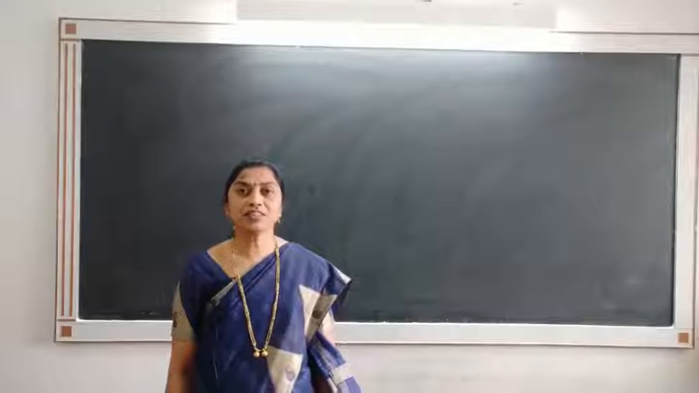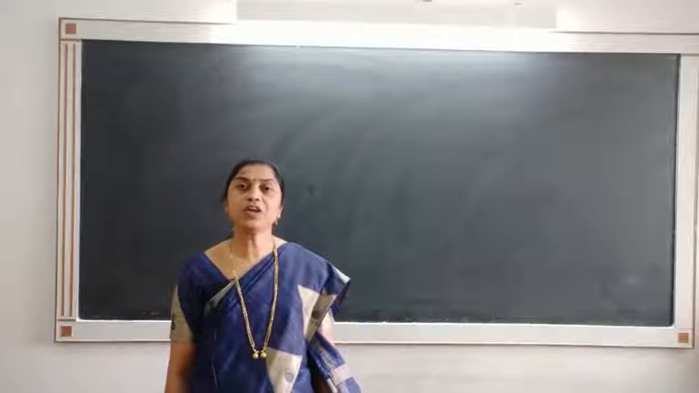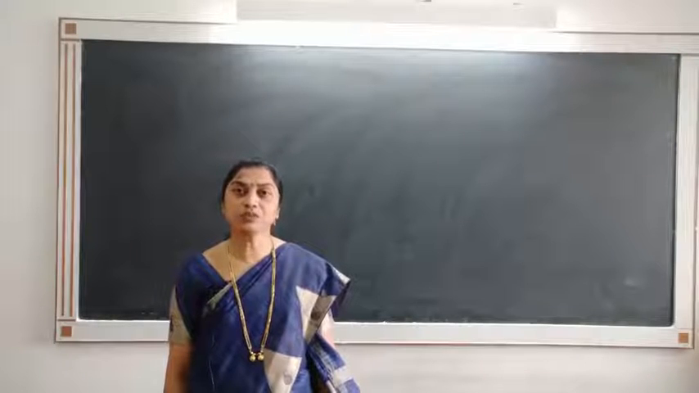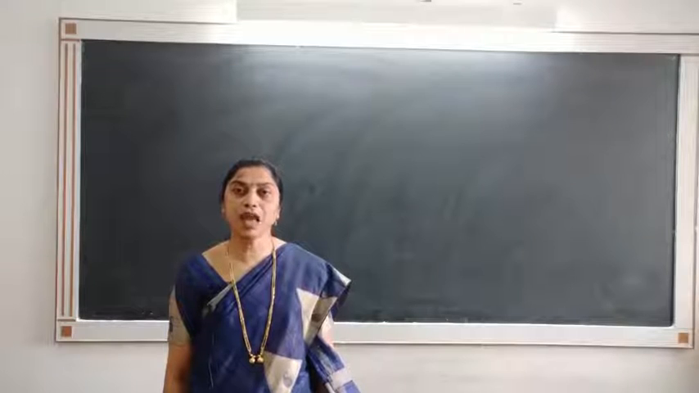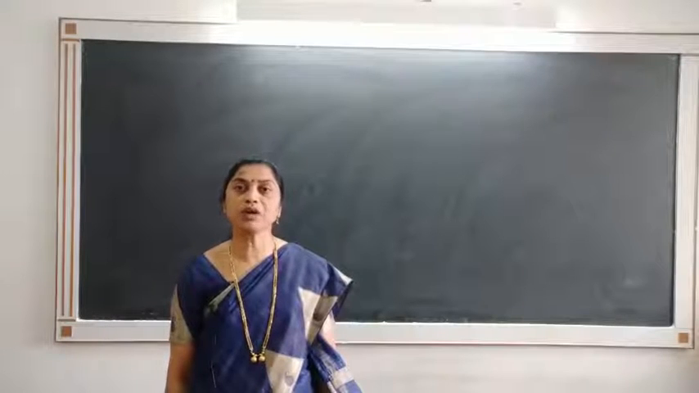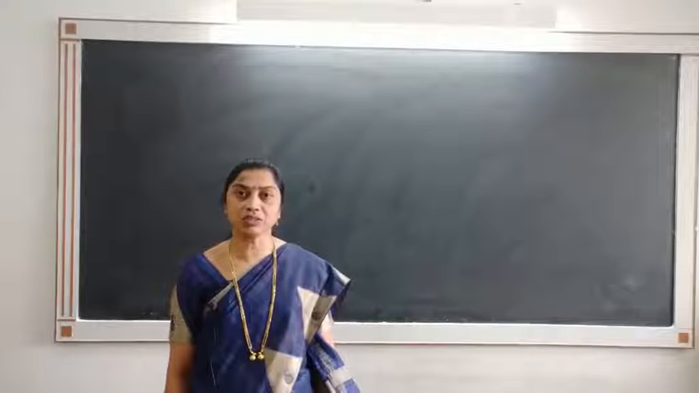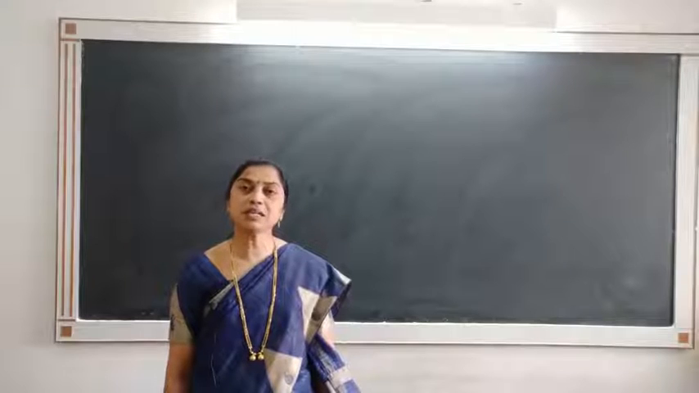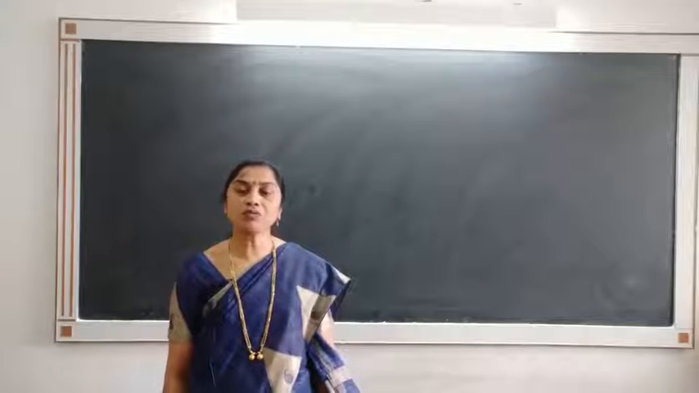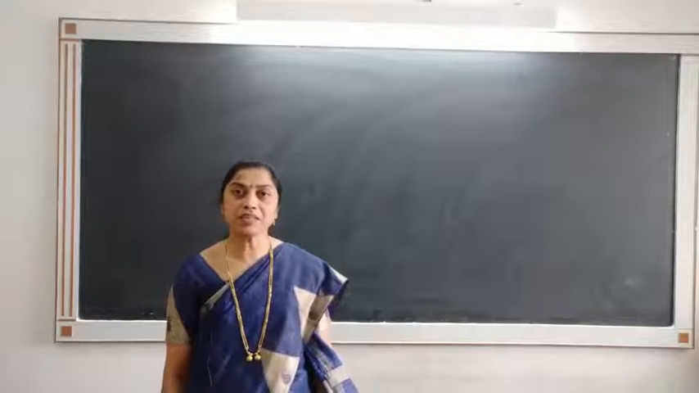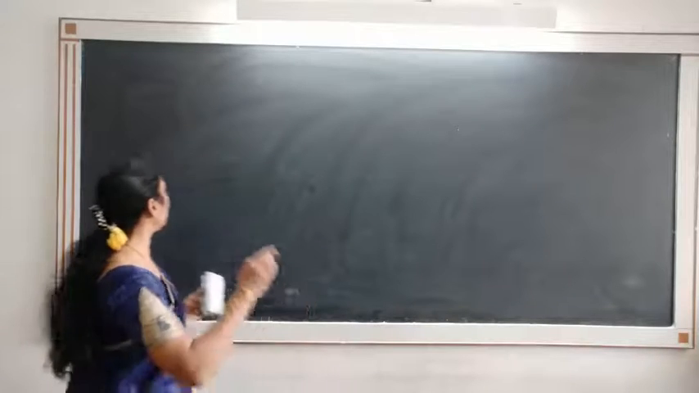Hello friends, in the previous lecture we have seen what is meant by injective, that is one-one function, surjective, that is onto function, and if the function is both one-one and onto, then it will be known as bijection or bijective function. Today we will see some examples on one-one, onto and bijective functions. So consider the example.